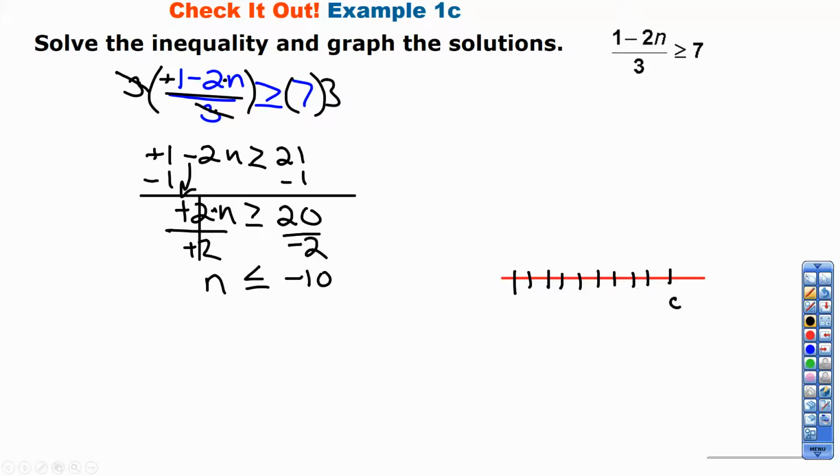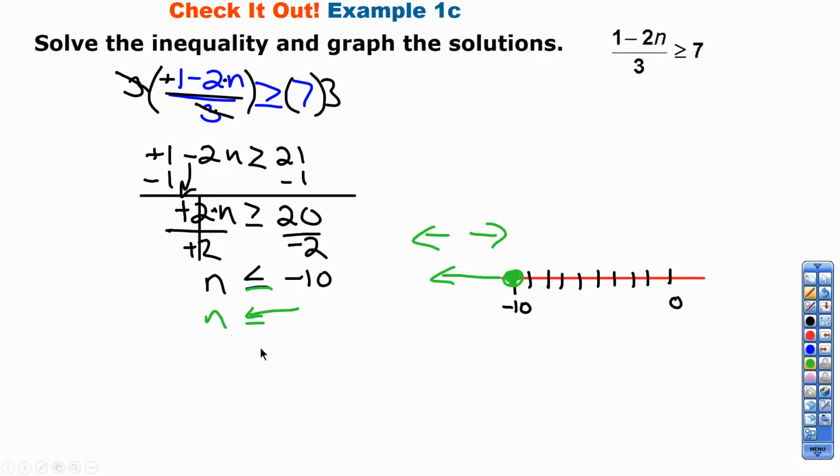So this is going to be 0, negative 10. And then we ask ourselves, is the circle going to be open or closed? And we look at the extra information there and we realize that it needs to be closed. Now, does the arrow point to the left or does it point to the right? We know it points to the left because n is on the left-hand side and this arrow points to the left.